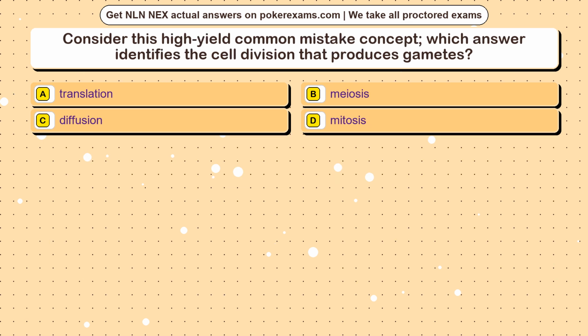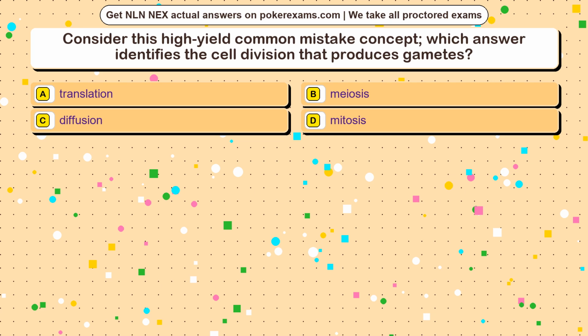Question 18. Consider this high-yield common mistake concept. Which answer identifies the cell division that produces gametes? Option A, translation. Option B, meiosis. Option C, diffusion. Option D, mitosis.